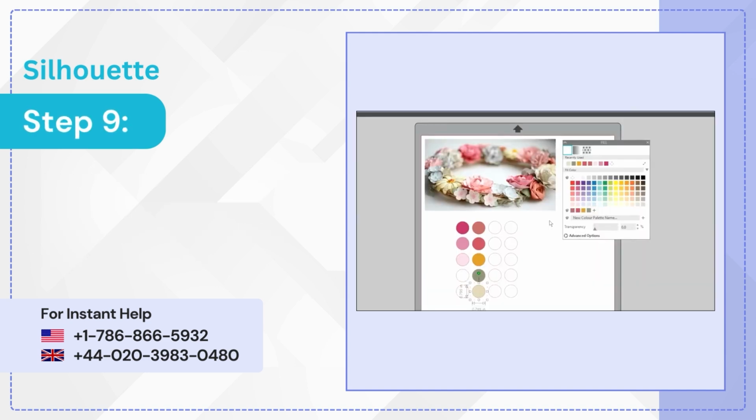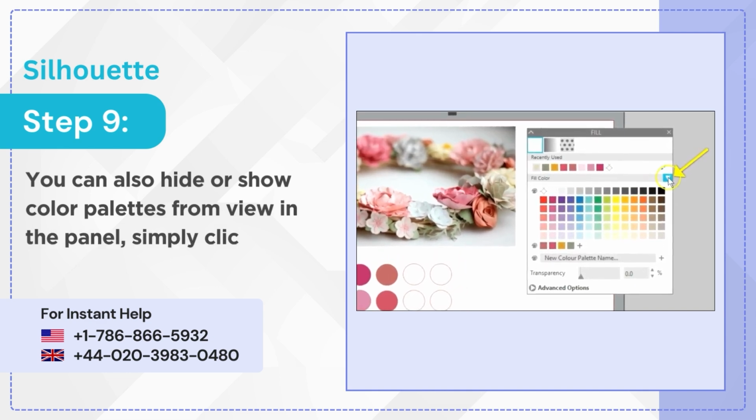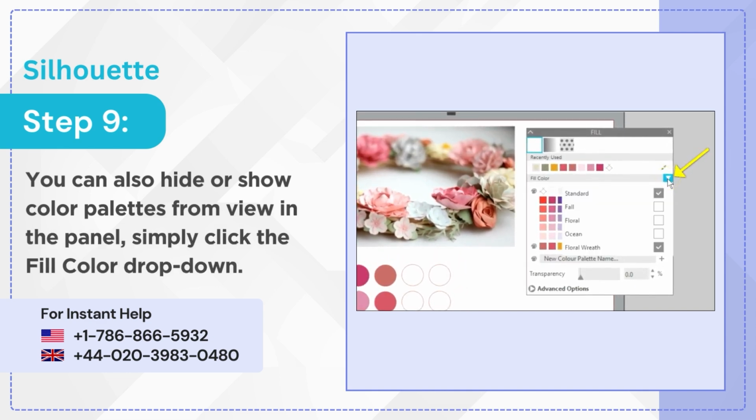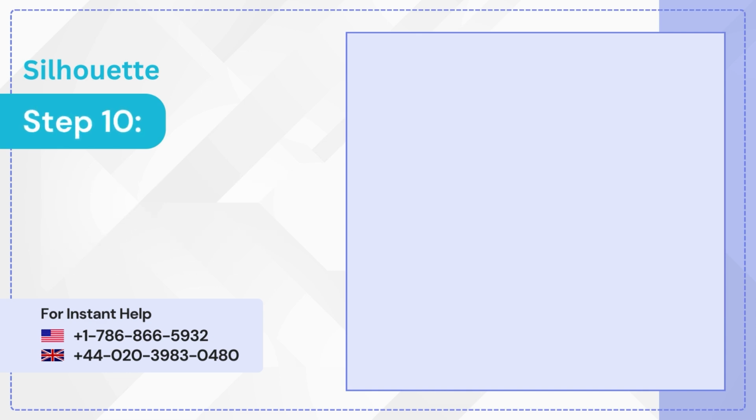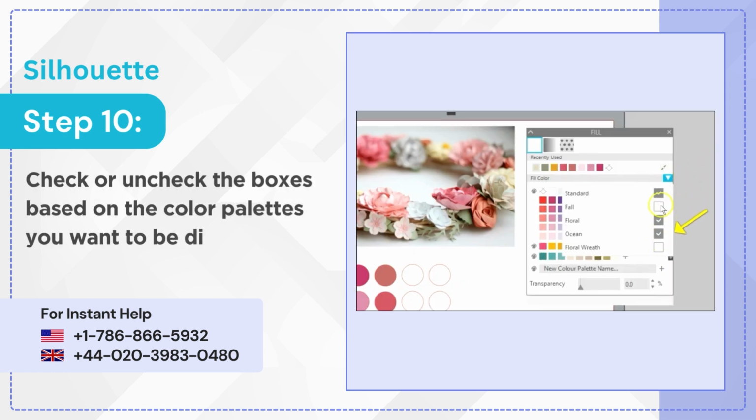Step 9. You can also hide or show color palettes from view in the panel. Simply click the Fill Color drop-down. Step 10. Check or uncheck the boxes based on the color palettes you want to be displayed in the Fill panel.